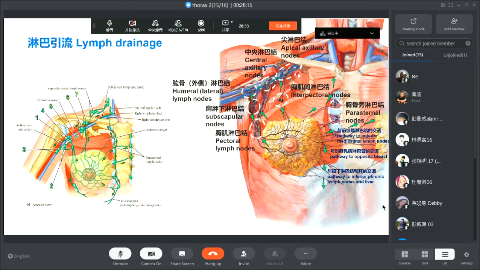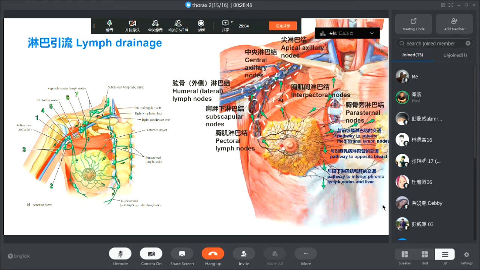This part is the apical axillary node, and this is the central axillary node. And then this part is the humeral and lateral lymph node, and then this part is the subclavicular node, and then this is the pectoral lymph node, and then this is the interpectoral node. Okay, we can see.